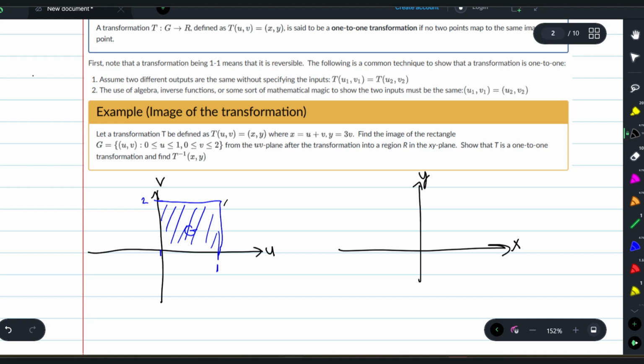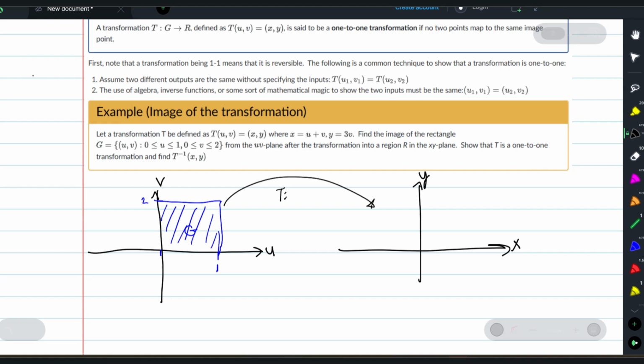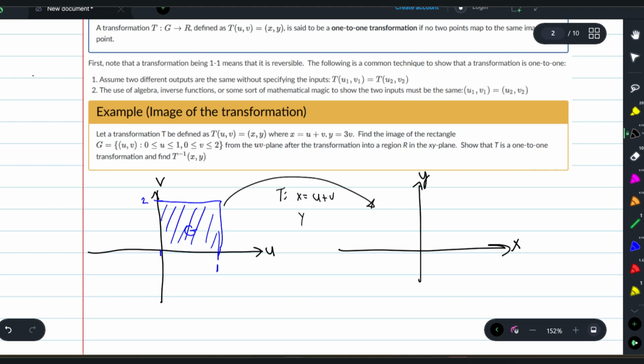I want to find out what the transformation looks like using the equations. My x coordinate comes from u plus v, and my y coordinate comes from 3v. I happen to notice that these are linear functions. They don't double back, they don't bend in weird ways. It's just a linear term plus a linear term, or 3 times a linear term.